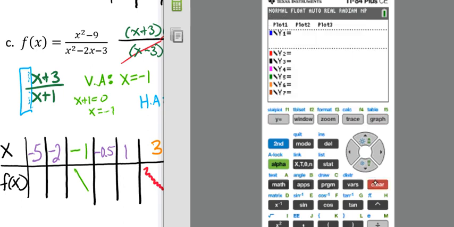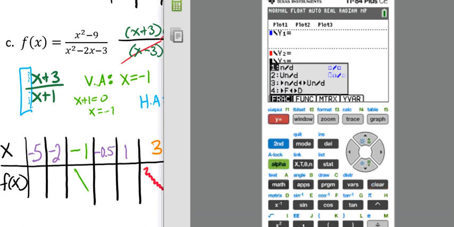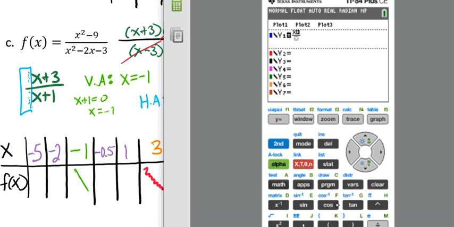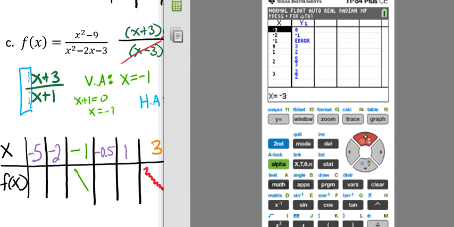So let's go ahead and pull up our calculator, and we'll enter in our equation. And because x plus 3 divided by x plus 1 is just the simplified version of our function, I'm going to use that one. So alpha y equals x plus 3 over x plus 1, and we go to my table. And I'm going to see that when I plug in a -5, I'm going to get a positive 1/2. When I plug in a -2, I get a -1.